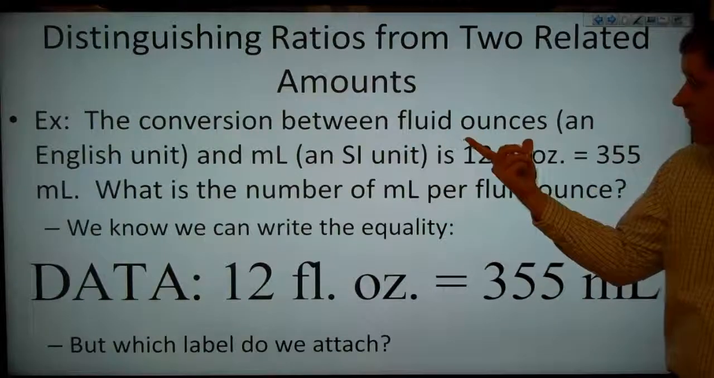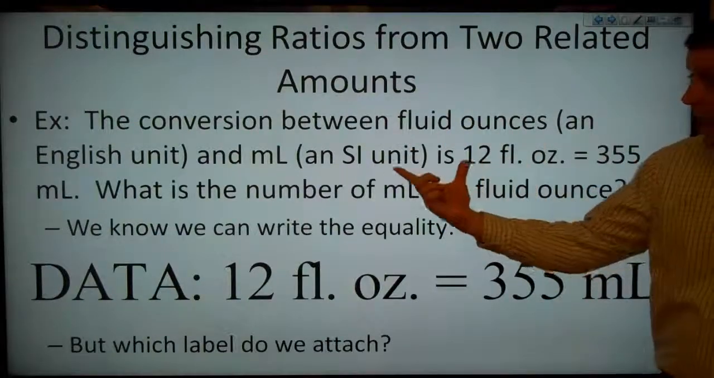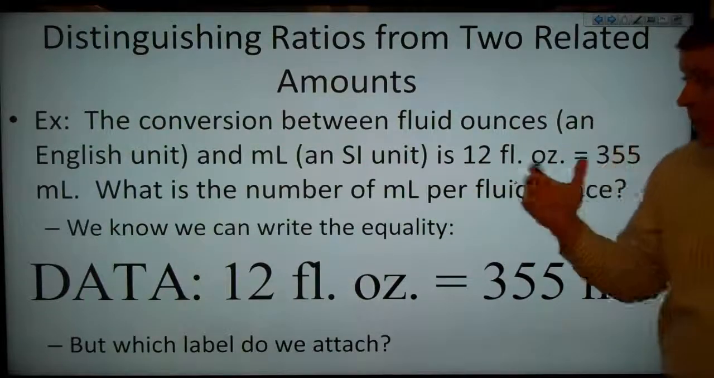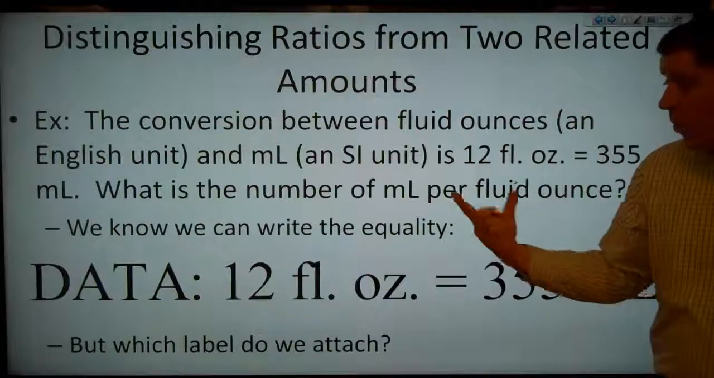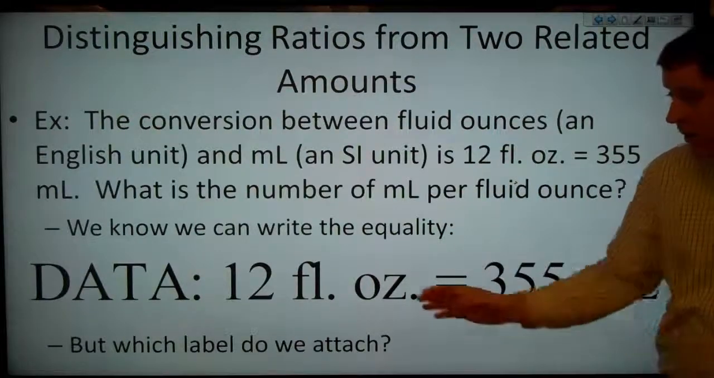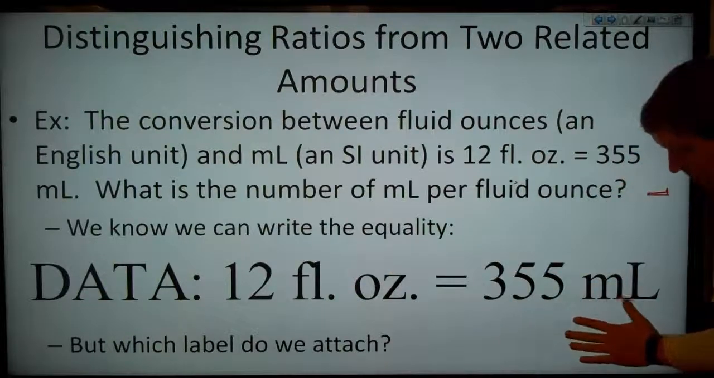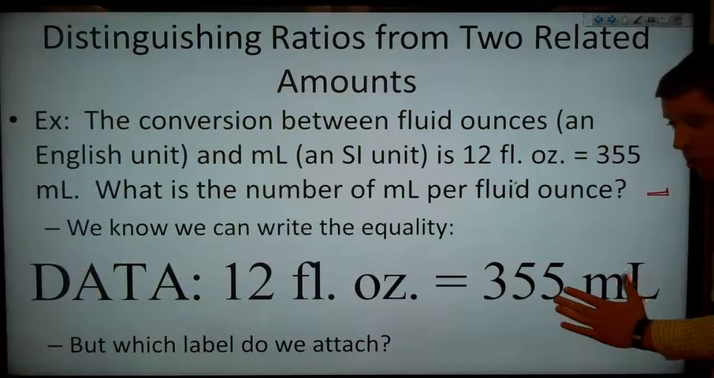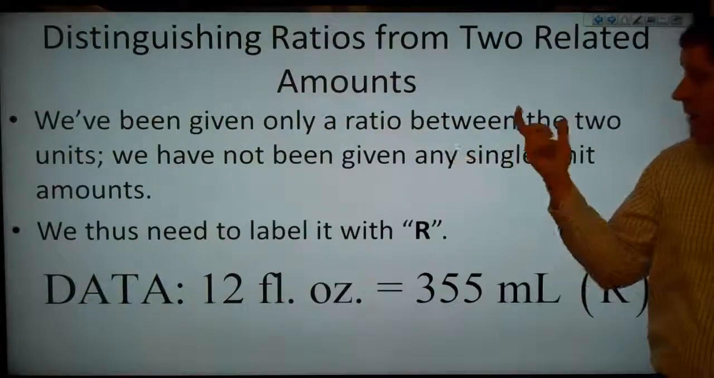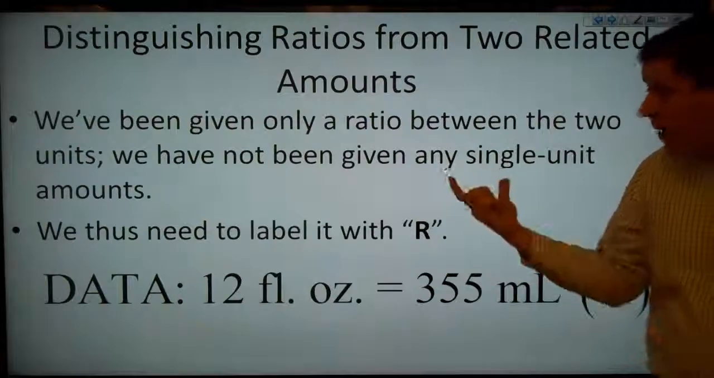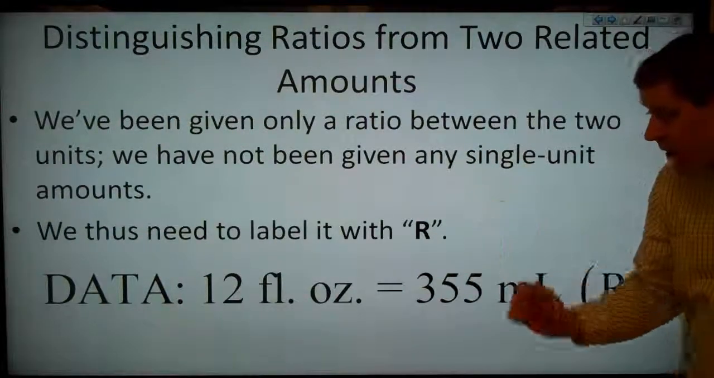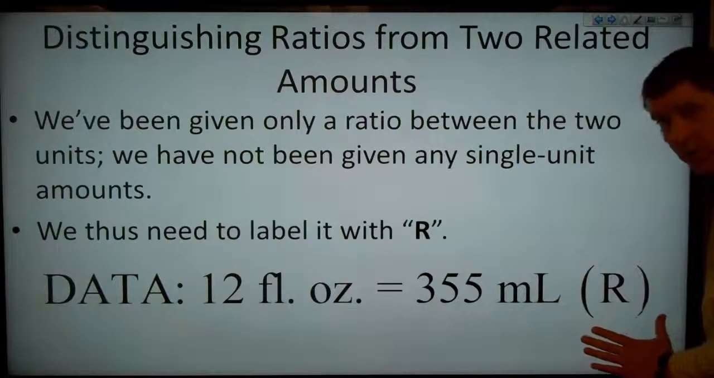The conversion between fluid ounces, an English unit, and milliliters, an SI unit, is 12 fluid ounces is equal to 355 milliliters. What is the number of milliliters per fluid ounce? Well, we know we can write the equality 12 fluid ounces is equal to 355 milliliters. But which label do we attach? So we've only been given a ratio between the 2 units. We've not actually been given any single unit amounts. And thus we need to label it with an R for ratio.